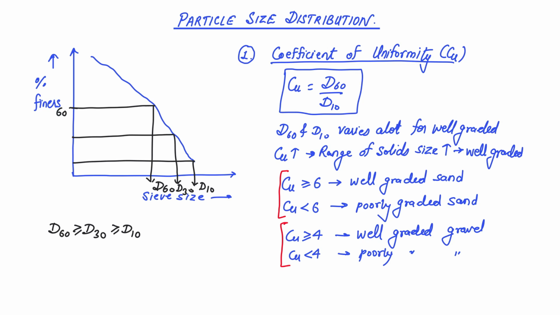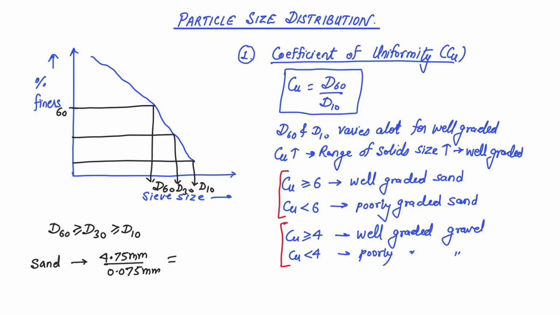Actually the reason is, if I tell you the range of the size of solids in the sand range, that is between 4.75 mm and 0.075 mm. If you simply calculate this, this is the maximum size of the sand and this is the smallest size of sand. Why did I write the maximum size in the numerator? Because D60 is the bigger size.